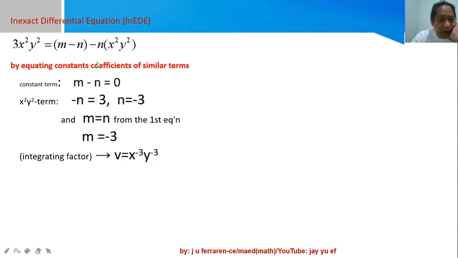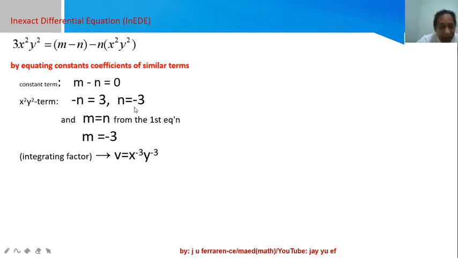But the constant coefficient in the x squared y squared term is minus n here. I'll be looking for a term which is also an x squared y squared term at the left, and it exists with a constant coefficient of 3. That 3 is equated to the minus n because this is minus n. So there you have your n, which is equal to minus 3.